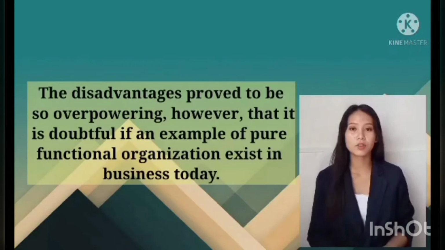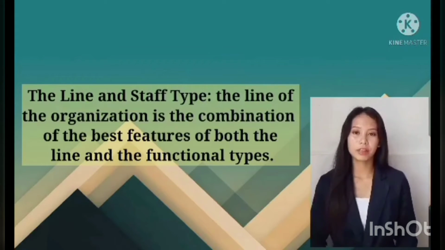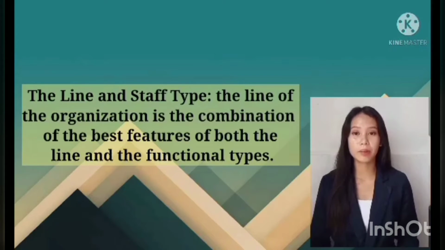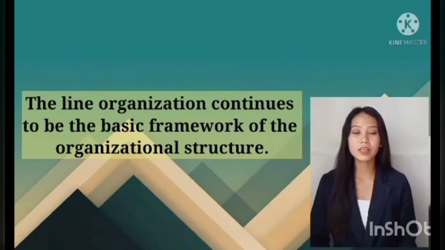The disadvantages proved to be so overpowering, however, that it is doubtful if an example of pure functional organization exists in business today. The line and staff type. As the name indicates, the line and staff organization is the combination of the best features of both the line and the functional types. It is considered as having the advantages of both and with the disadvantages of each removed or eliminated. The line organization continues to be the basic framework of the organizational structure.